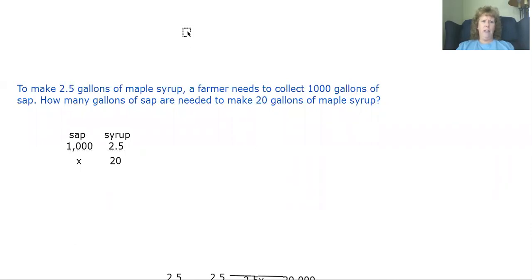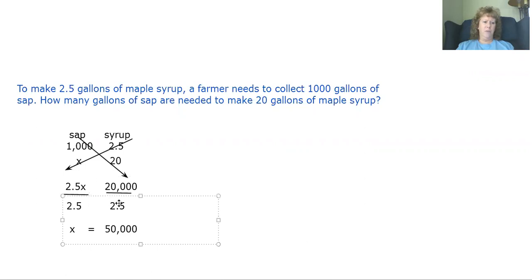And if we cross multiply, you would have 2.5x, and 1,000 times 20 would be 20,000. And then if you divided both sides by 2.5, X would be equal to 50,000.